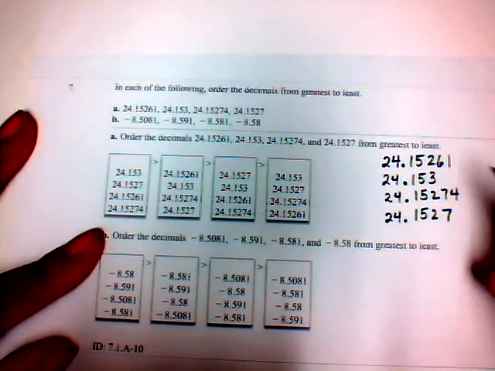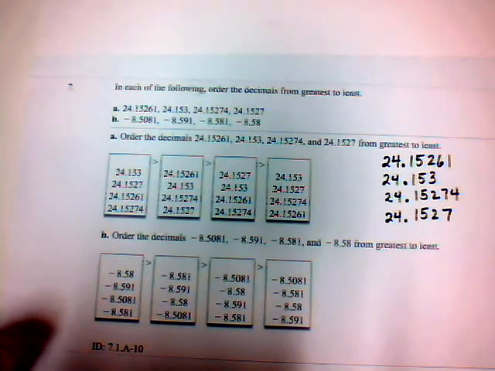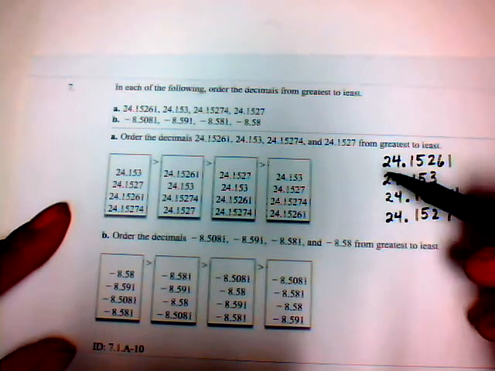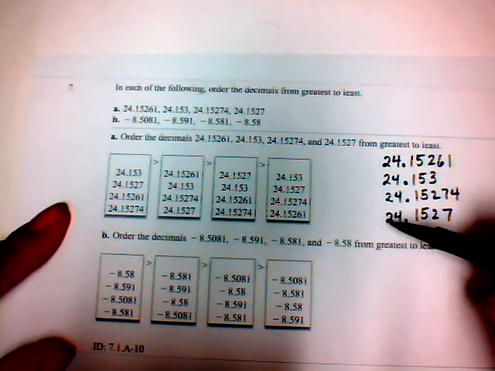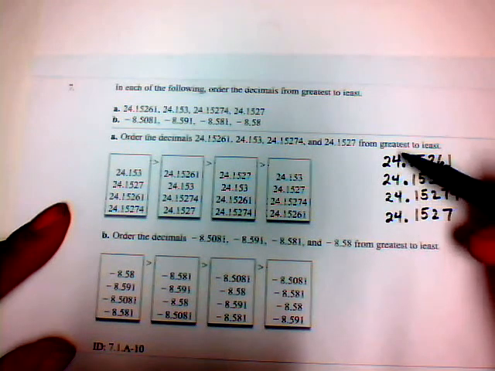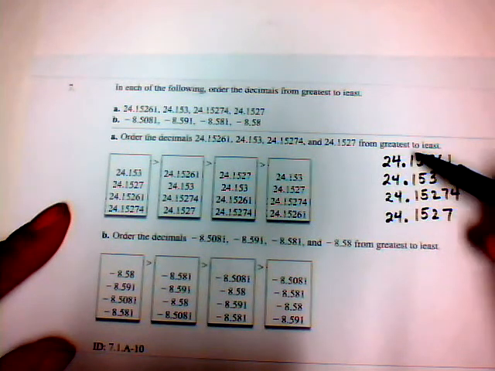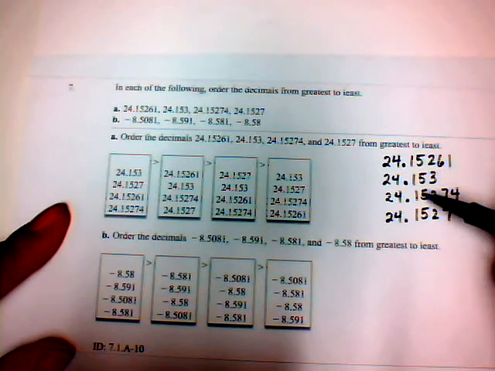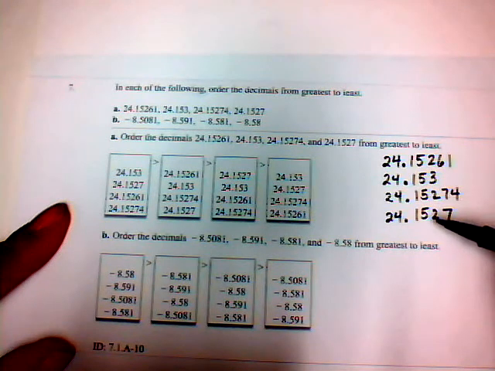And then we start comparing each place value position until we come to the first place value position where the face values are different. Here the tens place are the same. In the ones place, all the numbers are the same. In the tens place, all the numbers are the same. In the hundreds place, all of these numbers are the same. Until we get to the thousands place, then the face values are different.